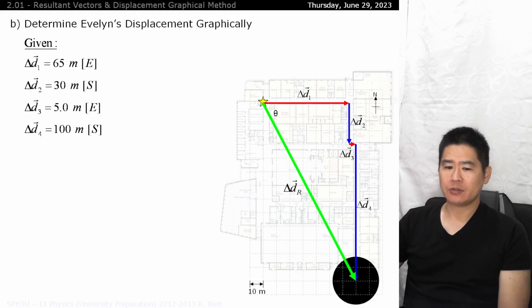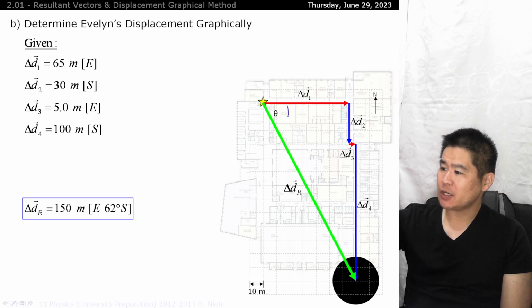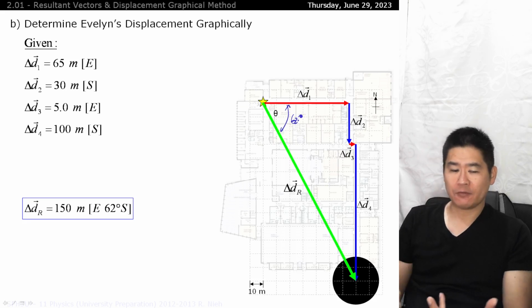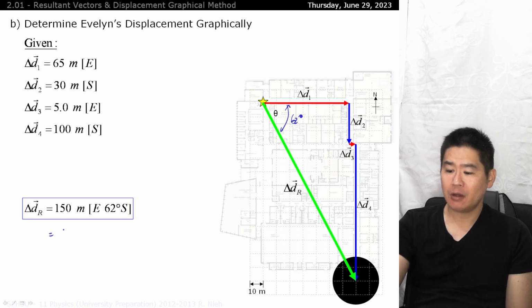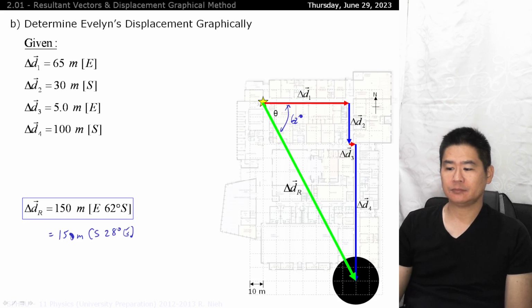So you drop your ruler down and you measure out the length of this, and you get somewhere in the ballpark of 15 centimeters, and 15 centimeters will translate to 150 meters. Next, you'll pull out your protractor and you'll measure this angle here, and you'll get roughly 62 degrees. So there are two valid answers for this. The first one is either what is listed, 150 meters east, 62 degrees south, or alternatively, you could also write it down as 150 meters south, 28 degrees towards the east. Both are correct answers.